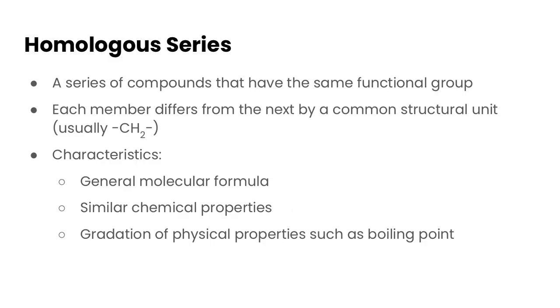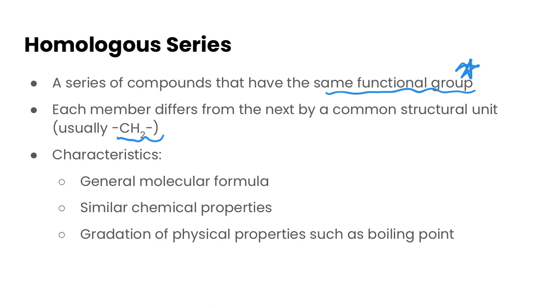So really now what we need to do is define what a homologous series is, because what we just looked at was a homologous series. A homologous series is a series of compounds that have the same functional group. We'll go over what functional groups are in another video, but alkanes have one type of functional group. In a homologous series, each member differs from the next by a common structural unit, usually CH2. So, for example, in the alkanes, they all differ by 1 carbon and 2 hydrogens.